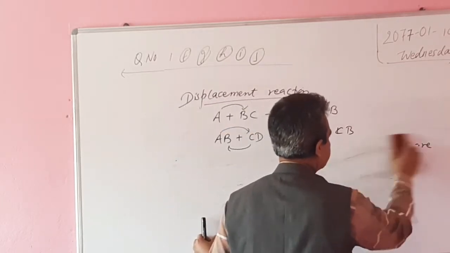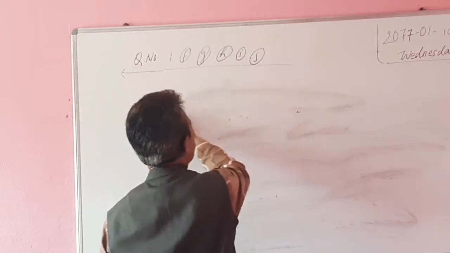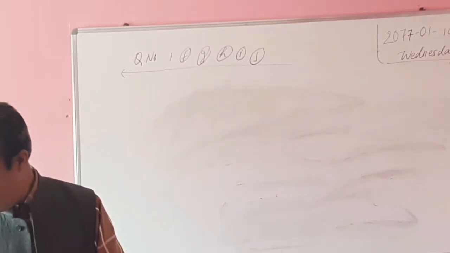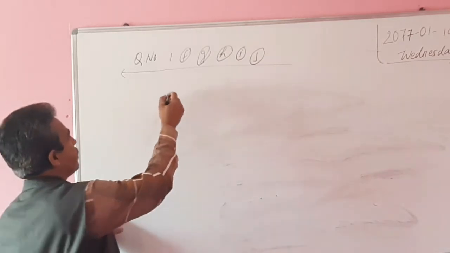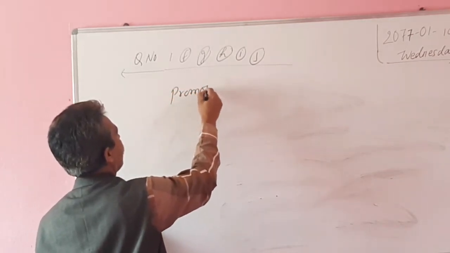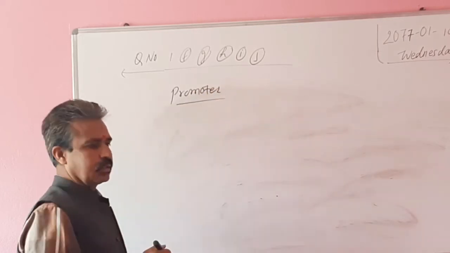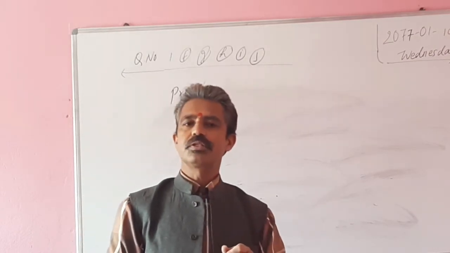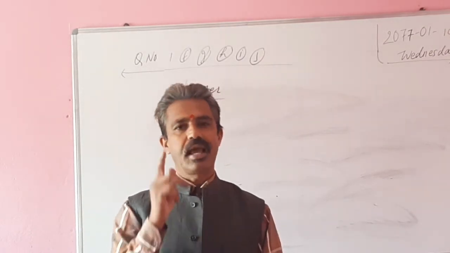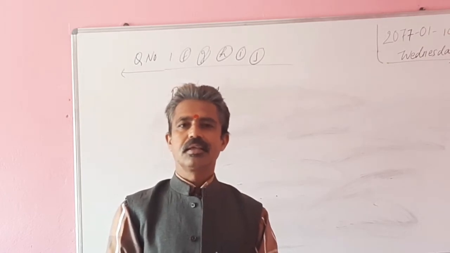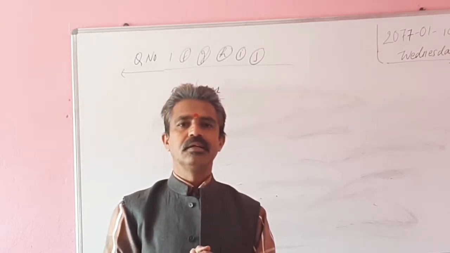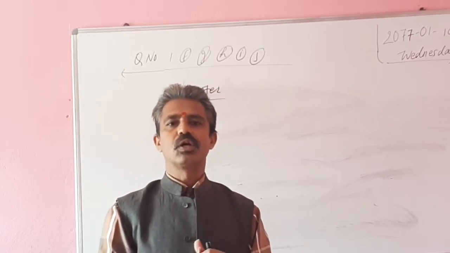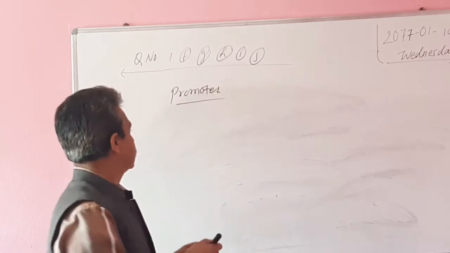Now the next question we are going to discuss is about promoter. P-R-O-M-O-T-E-R. What is a promoter? Students, in which chemical reaction is a promoter used? It is used in Haber's process. Can you remember the name of that element? The element used is MO, molybdenum.